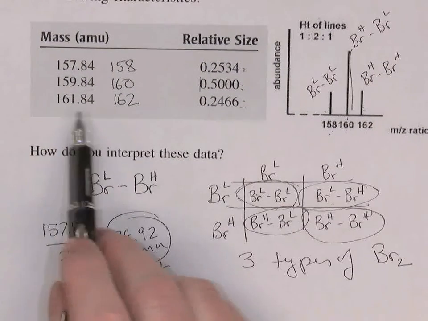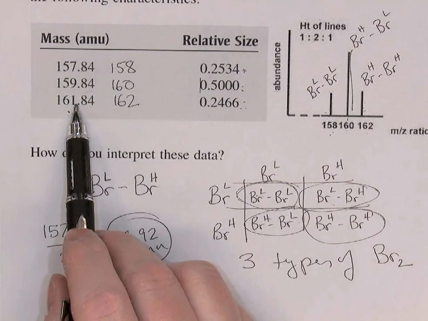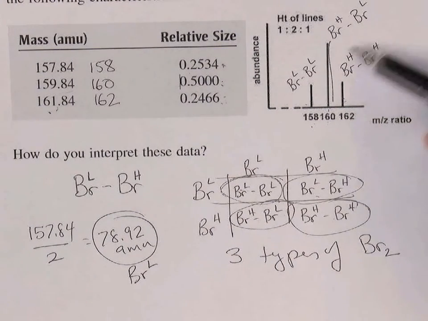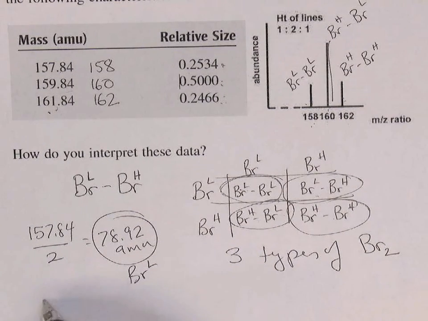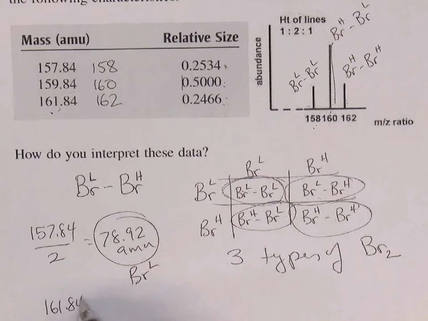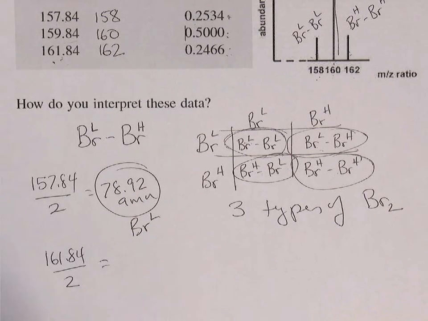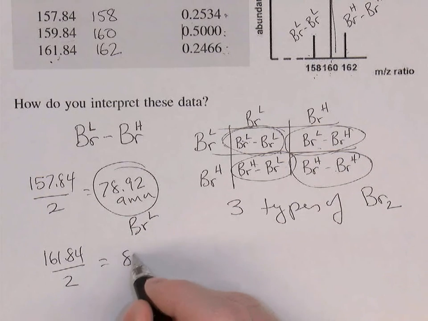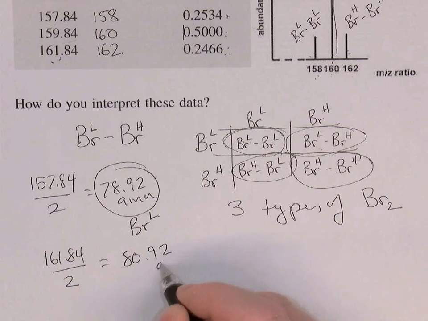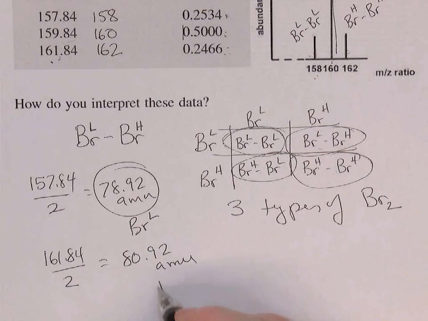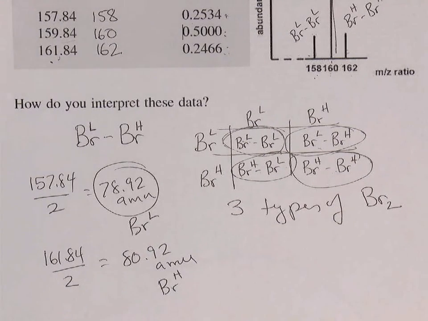If we take the heavier one, 161.84, it has to be the 2 heavy particles. So if we take 161.84 and divide it by 2, we would get 80.92 AMUs is the bromine heavy.